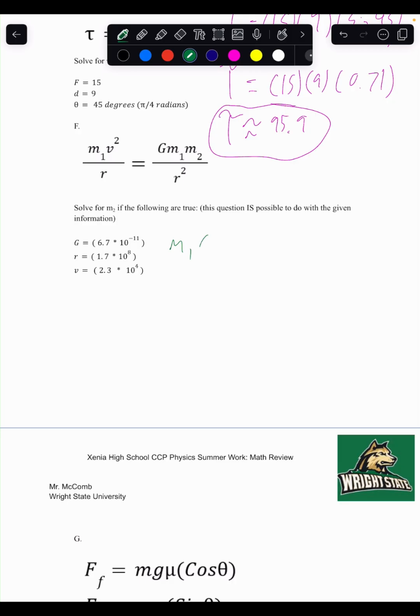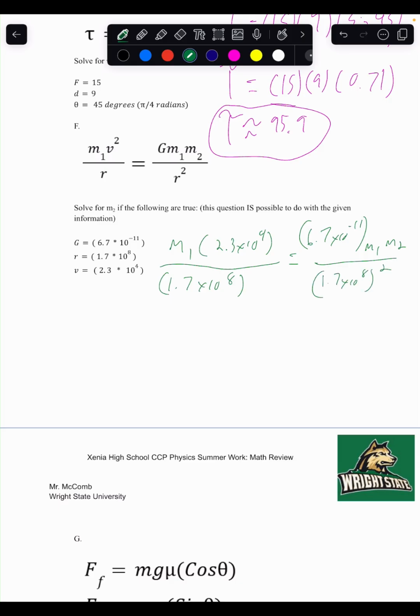So M1 times v squared, which is 1 times 10 to the 4, over r, which is 1.7 times 10 to the 8, equals G, which is 6 times 10 to the minus 11, times M1 and M2 unknown, over r squared, which is 1.7 times 10 to the 8 squared. Sorry, so it's a little tricky. And it's usually like, oh, how do I do this? But you just say, okay, M1 and M2. How do you know M1 and M2? We don't actually, I'll tell you guys.